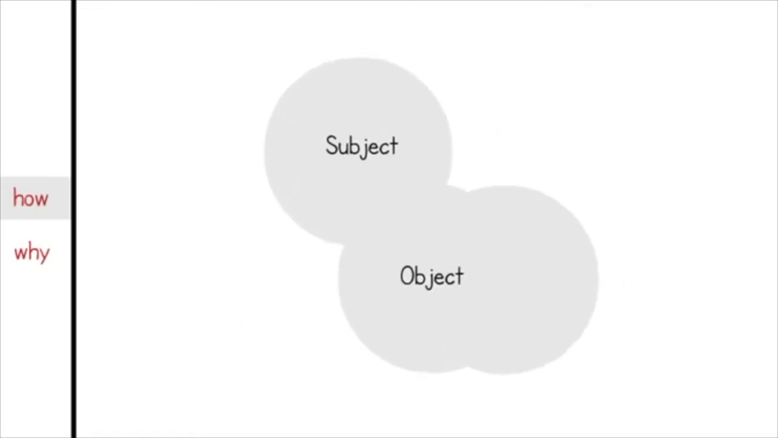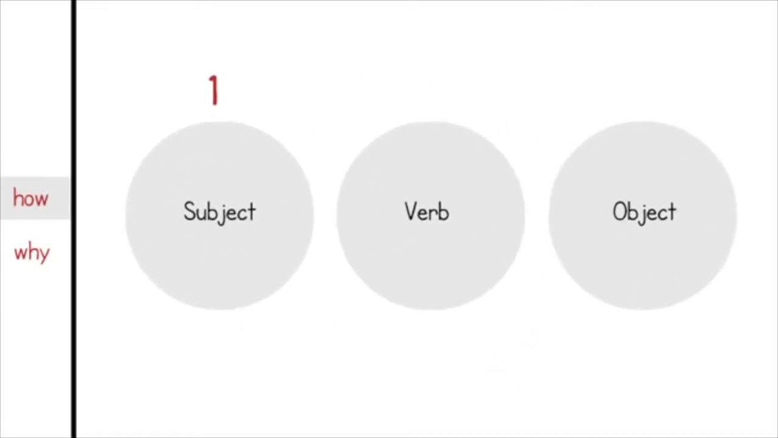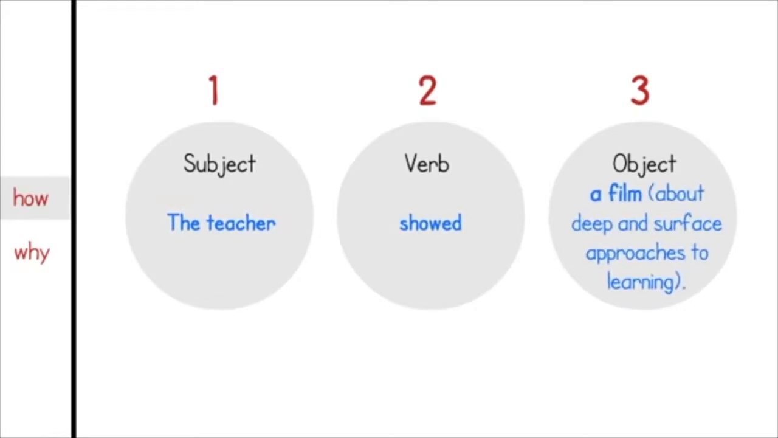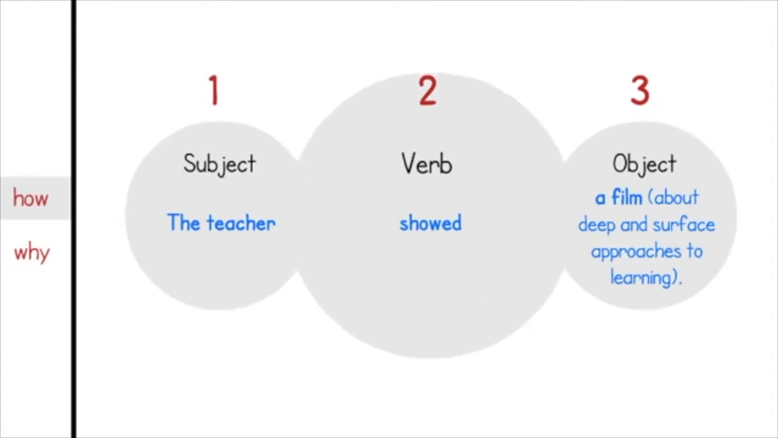New learners of English generally learn the active voice first. Here is an example sentence in the active voice. The teacher showed a film about deep and surface approaches to learning. This sentence, like many in the active voice in English, has the following structure: subject plus verb plus object. This subject-verb-object order, or SVO, is the most common structure in English, so you are probably very familiar with it.